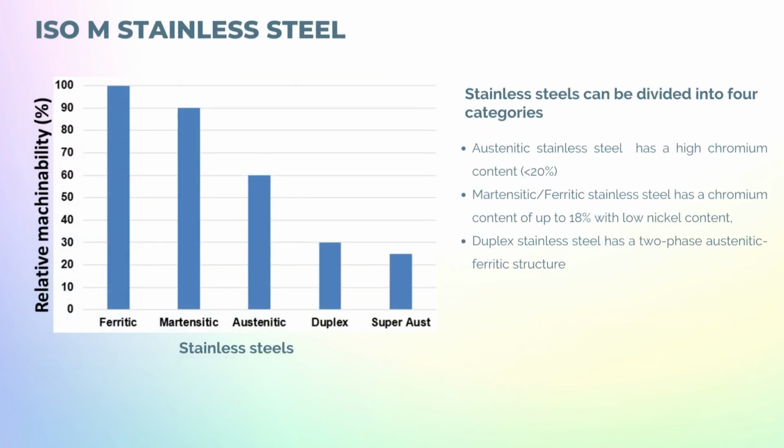Stainless steels can be divided into 4 categories according to their metallurgical state. Austenitic stainless steel has a high chromium content lower than 20%. Martensitic and ferritic stainless steel has a chromium content of up to 18% with low nickel content. Duplex stainless steel has a 2-phase austenitic ferritic structure, combining the favorable properties of both stainless steel categories.